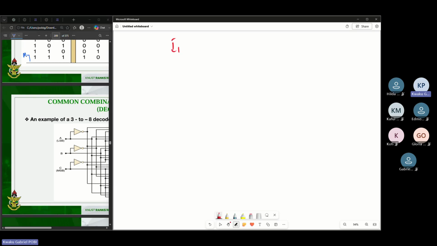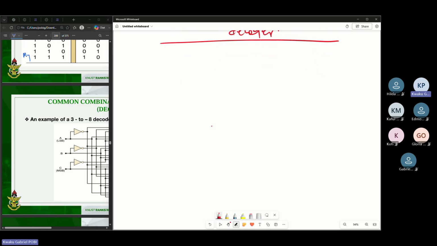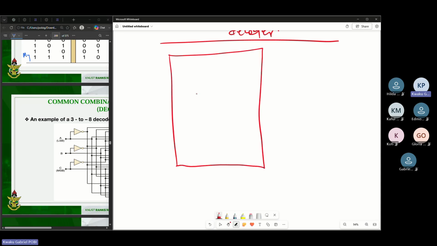Let's now implement a full adder using a decoder. So here too, you should know the main terms which are going to give you a high for the sum and then for the carry. So you need to know the truth table for the 3-bit words full adder.